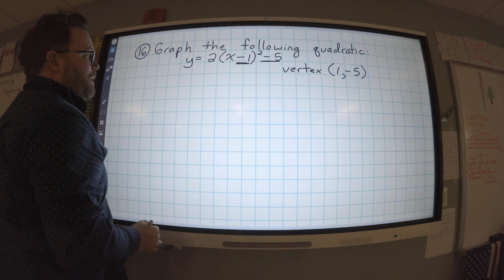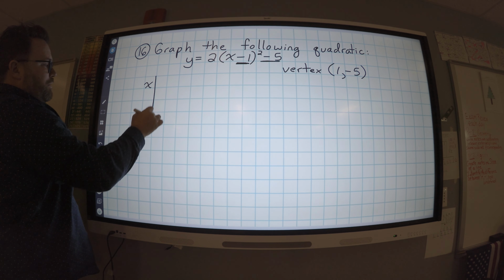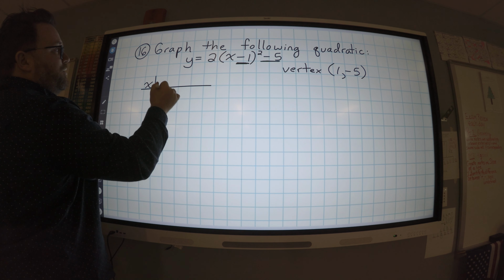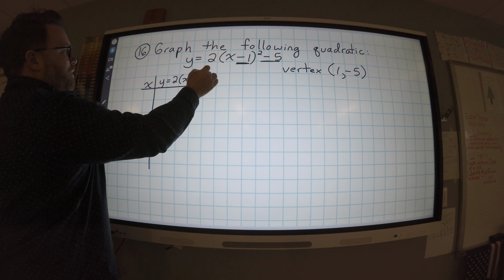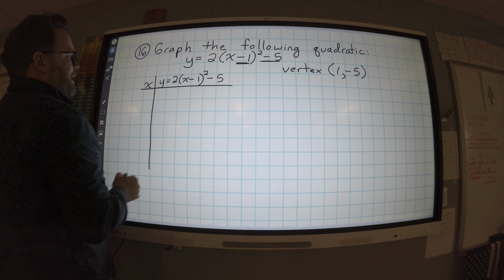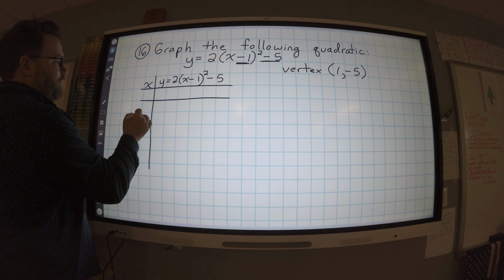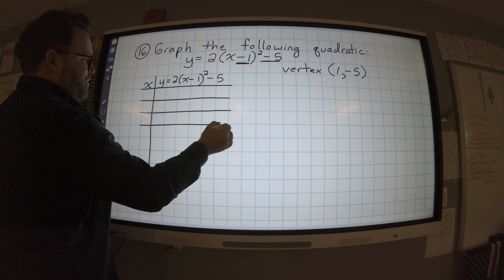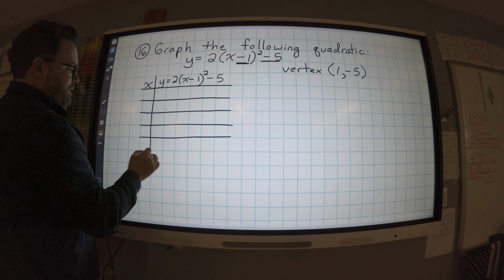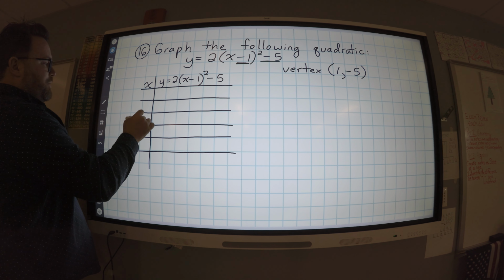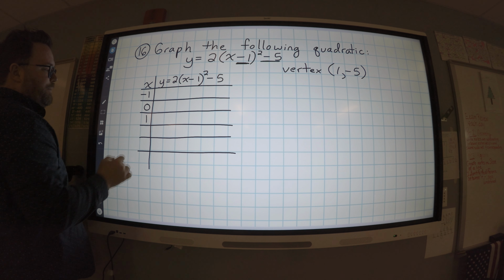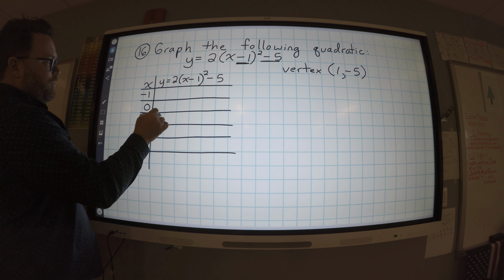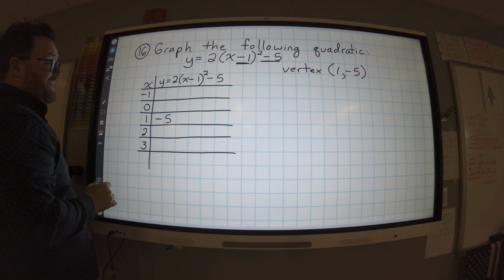Okay? I can create an xy table here that's centered around the vertex. So y is going to equal 2 times the quantity x minus 1 squared minus 5. And I want to go a couple values below the vertex in x and a couple values above the vertex in x. So I would center my x values at 1. And then below it, I would have 0 and negative 1, and above it, I would have 2 and 3. Now I know that the value for 1, the y value is negative 5. And then I can calculate the other values.